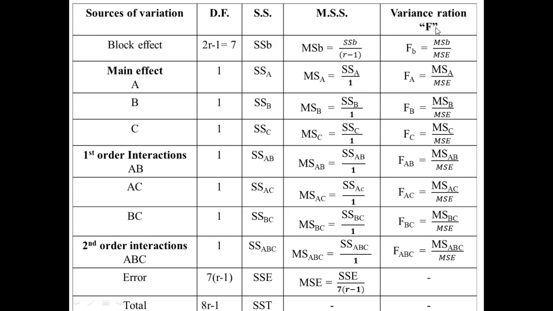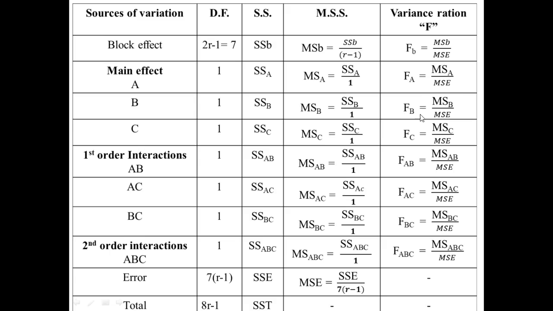With the help of these mean sum of squares, we find out variance ratio to test the above hypotheses about block effect or confounding effect, main effects and interaction effects. For block effect we get variance ratio FB, and it is MSB upon MSE, and this follows F distribution with 2r minus 1, that is 7, and error degrees of freedom. Error degrees of freedom is 7 into r minus 1, so r is 4, so 7 into 3 is 21. For main effect A, we get variance ratio FA and it is MSA upon MSE.